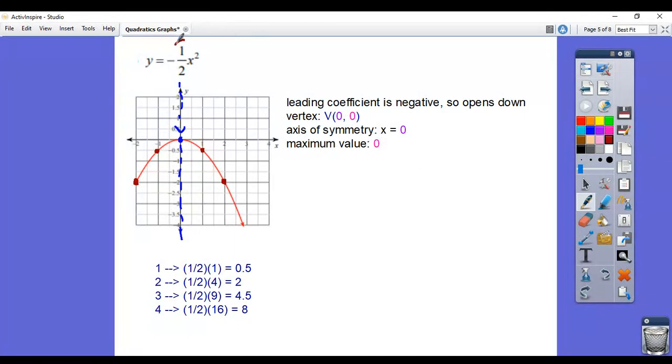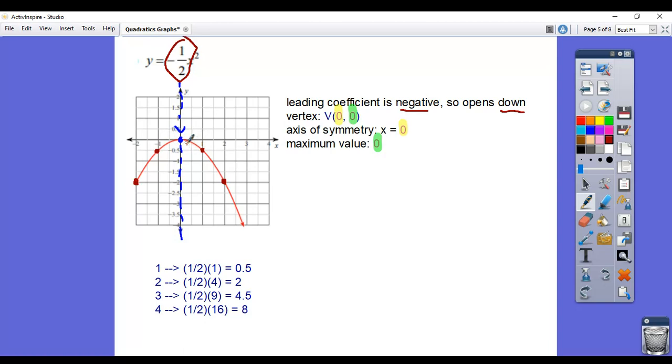So this one, the leading coefficient is a equals negative 1/2. So we know it opens down. My vertex is still 0, 0. And again, the x coordinate of the vertex gives me my axis, x equals 0. The y coordinate gives me my maximum value. And again, I know it's a maximum value because that's the largest known quantity.